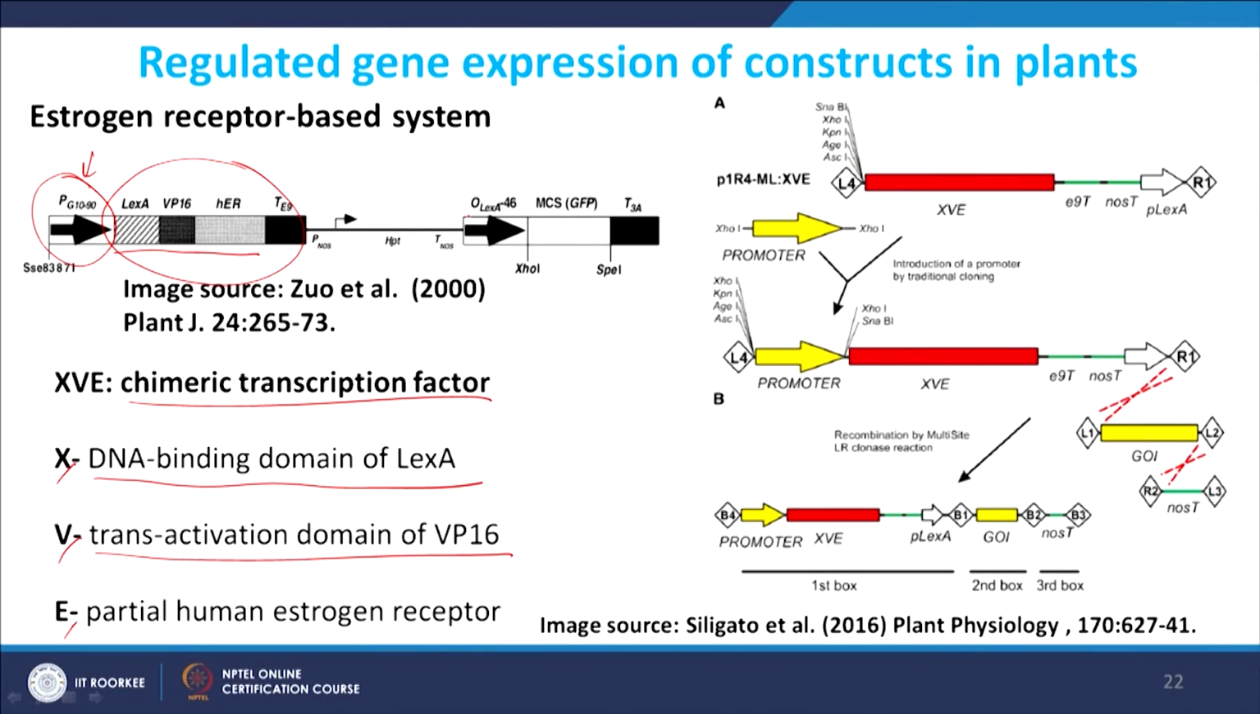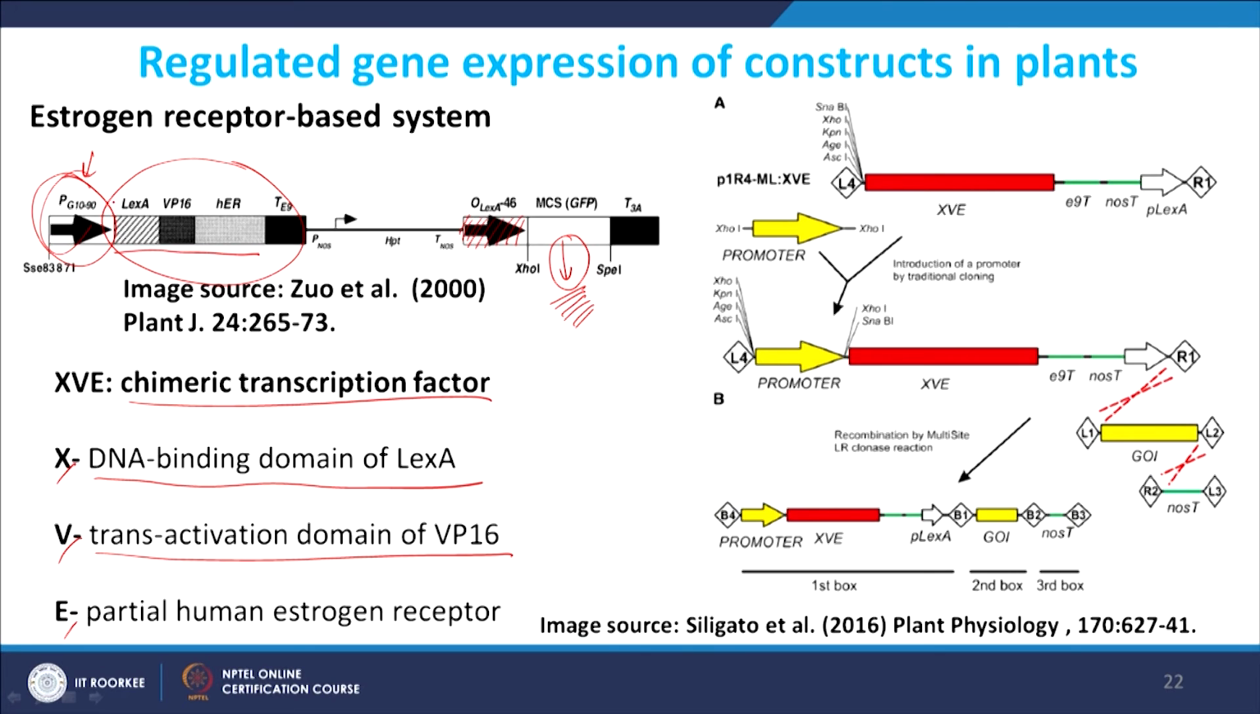So, here you can regulate both ways, and then you just put a LexA binding site just upstream of a basal promoter, and then put your gene of interest, whatever you want to express. You want to express an overexpression construct, an RNAi construct, an artificial microRNA, whatever construct you want to express, you express here. Then what will happen here?